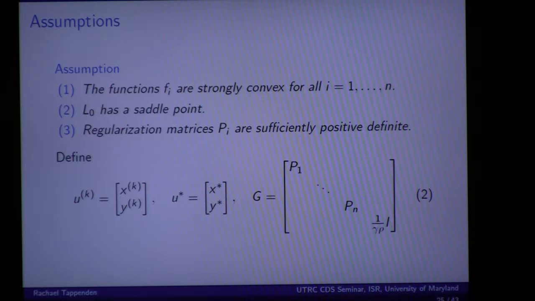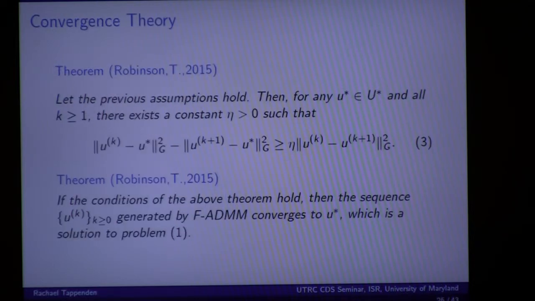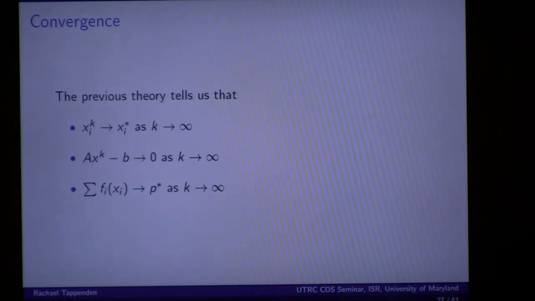Okay, so let's just say I've got some convergence guarantees. Basically, what you have to do is get something called a contraction mapping. We got it under these kinds of assumptions. You recover a solution to your original problem, which is what you wanted.